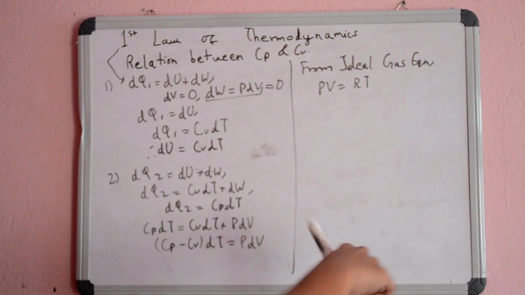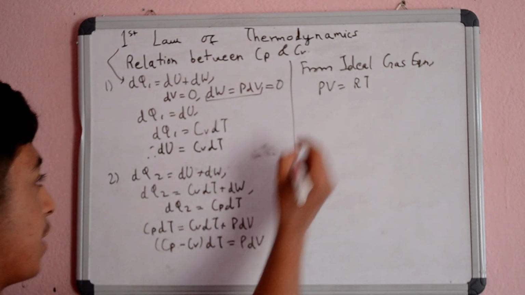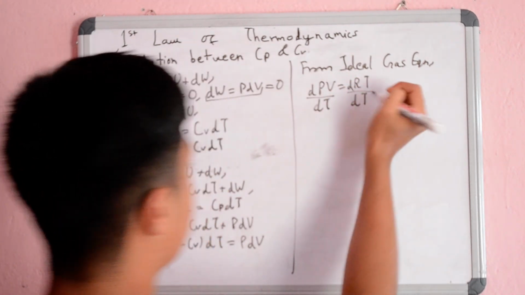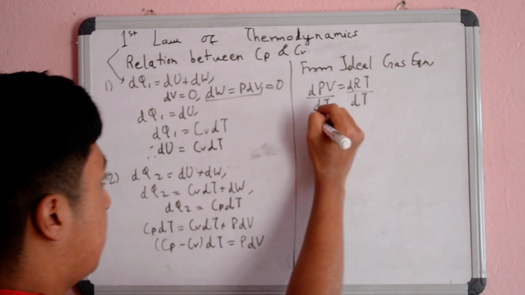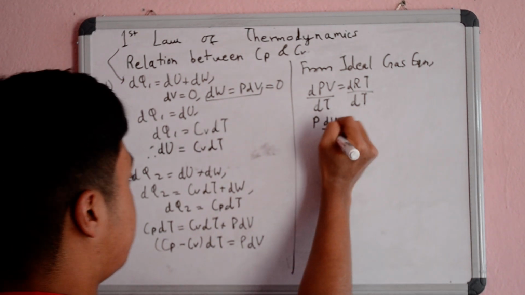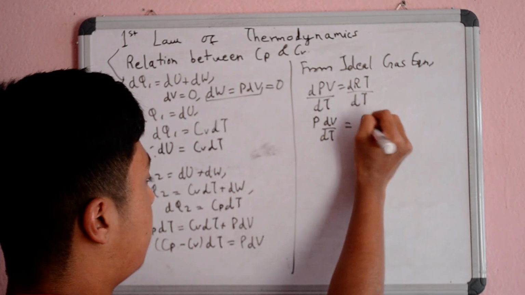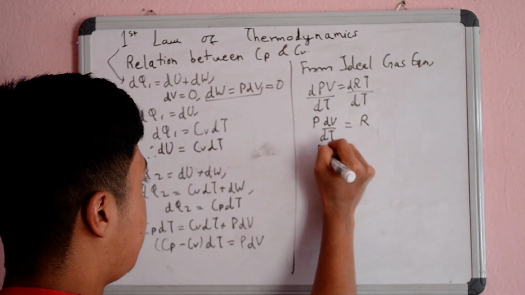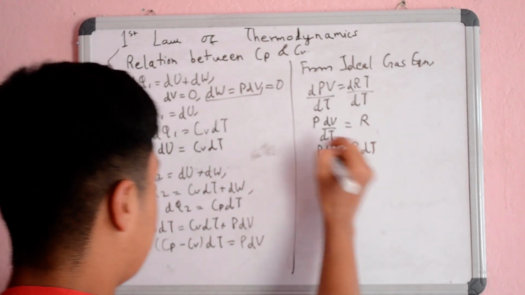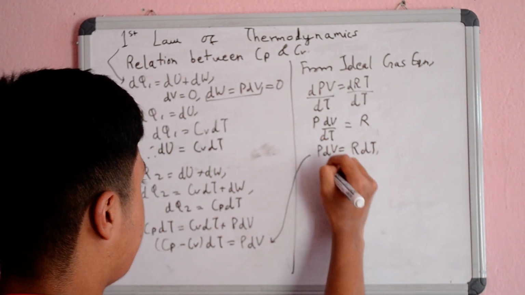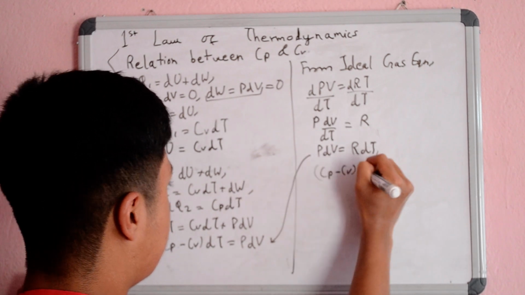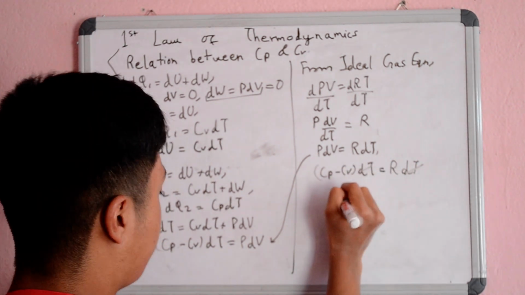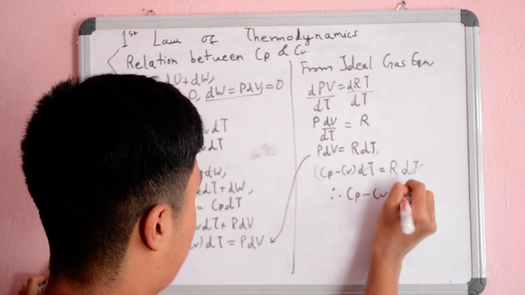Now let's differentiate both sides with respect to T, because we have dT right here. So we have d(PV)/dT equals d(RT)/dT. In an isobaric process the pressure is constant, so pressure goes outside, and dV/dT equals R, because R is also constant, and dT/dT is just 1. So we have pdv equals R dT. Now we can put that in here, getting (Cp minus Cv) dT equals R dT, meaning dT cancels, therefore Cp minus Cv equals R.